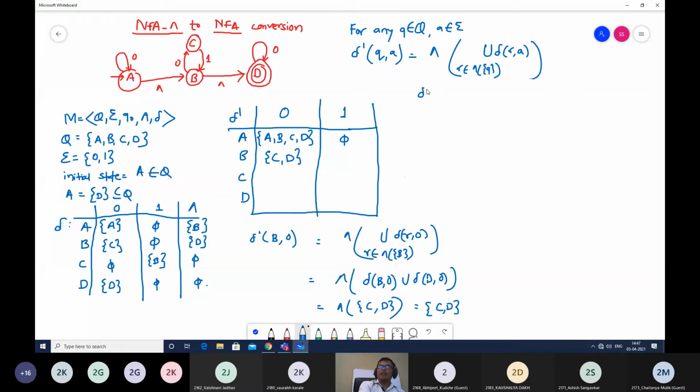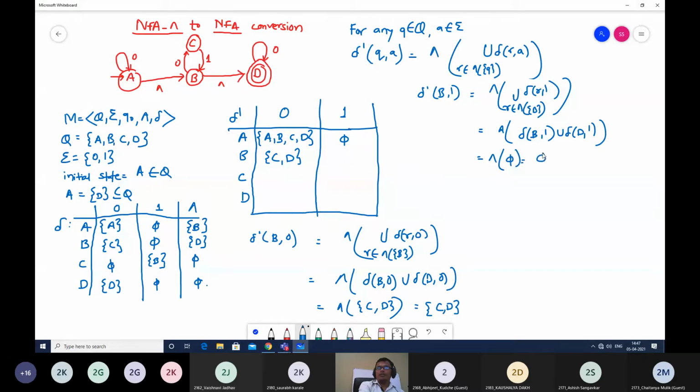Next we'll calculate delta dash of B comma 1. This will be null closure of union of delta of R comma 1, where R belongs to null closure of B. Null closure of B, we have already calculated, is B and D. So this will be delta of B comma 1 union delta of D comma 1. B comma 1 is phi, D comma 1 is also phi. So this is null closure of phi. So B comma 1 will also be equal to phi.